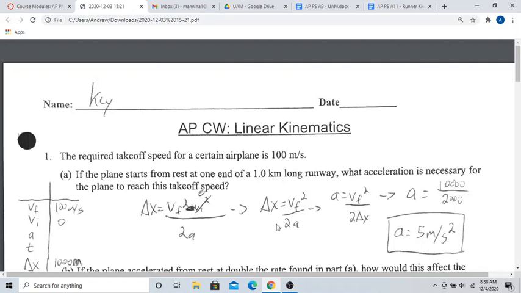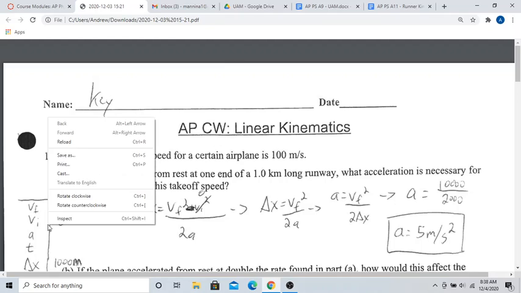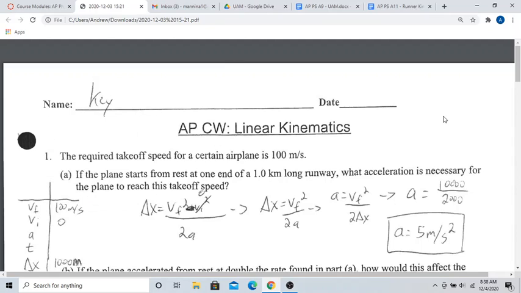All right. So we know 3 pieces of information: VF, VI, delta X. We want to find A, which means we need to pick the only equation we have that doesn't involve time. Going through the 4 equations that we have, you'll notice that the one that does not have time would be the last equation we came up with in our notes.